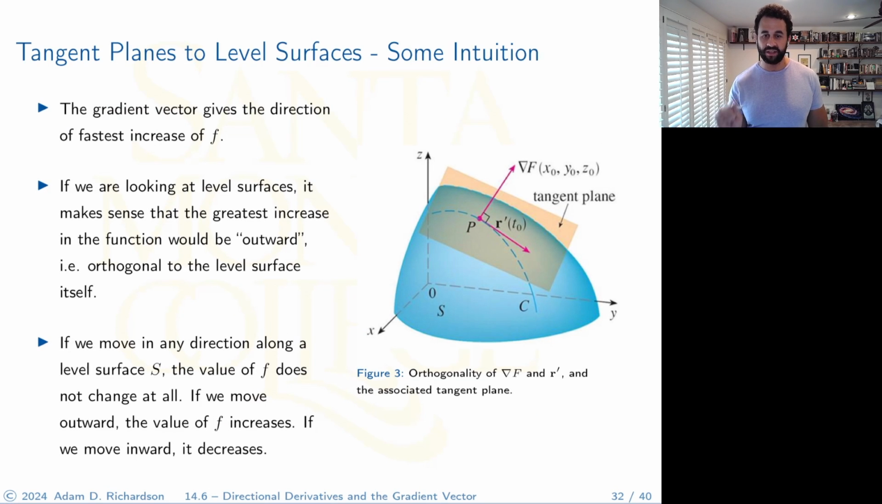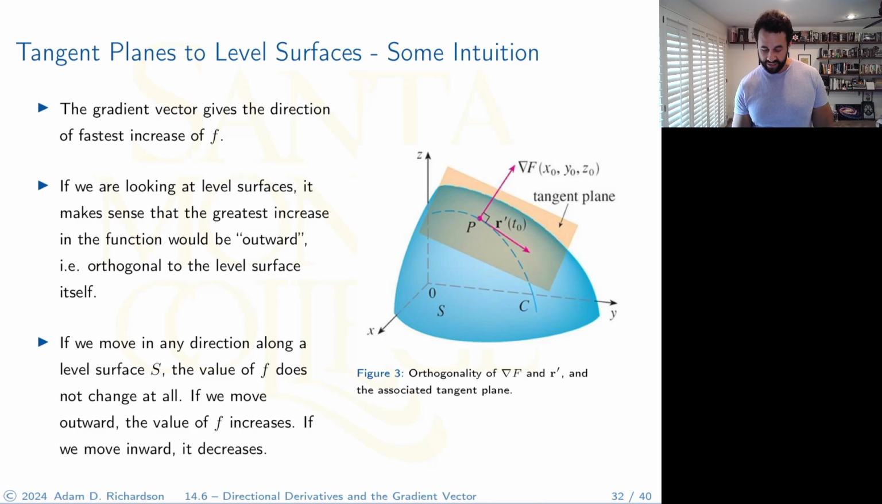Now, the gradient vector gives the direction of fastest increase of f. And, oh yeah, we're getting some intuition here. If we're looking at level surfaces, remember, this is where it gets hard to visualize, because this surface is basically like a slice of a three-dimensional object, right? So since we're looking at level surfaces, it makes sense that the direction of greatest increase would be outward from the surface. It's like we're going out of the surface. That's why the gradient is pointing outward. In other words, it's orthogonal to the level surface itself, pow.